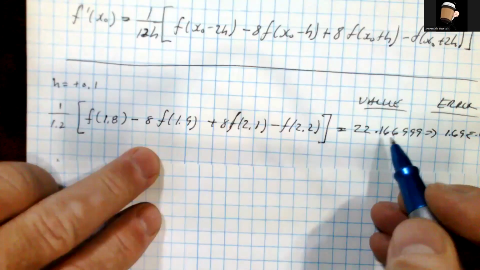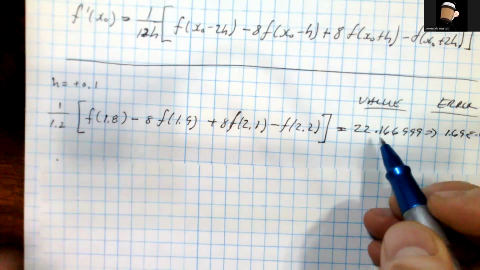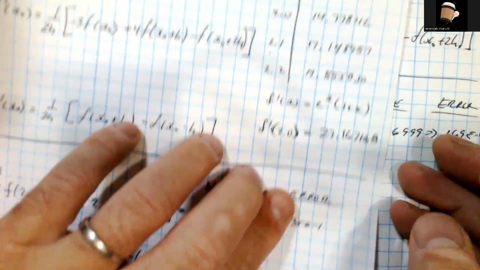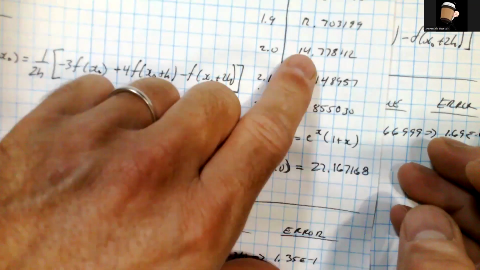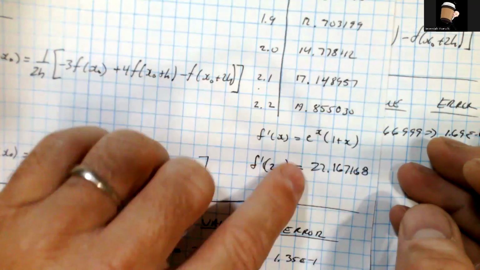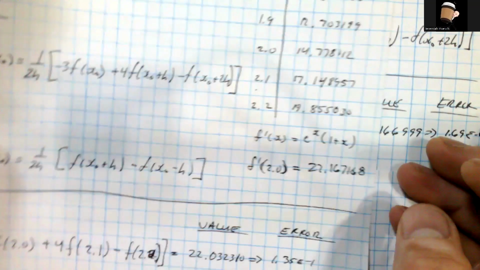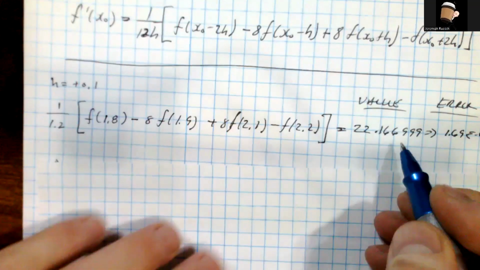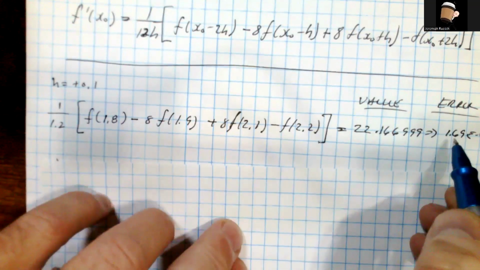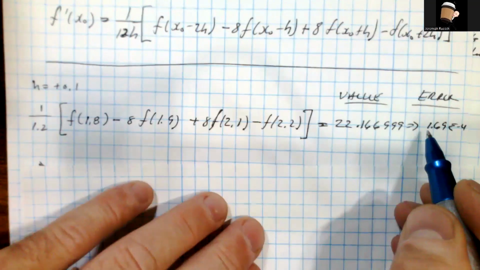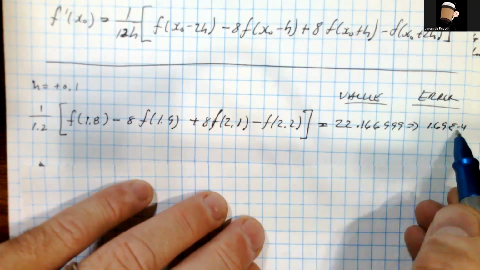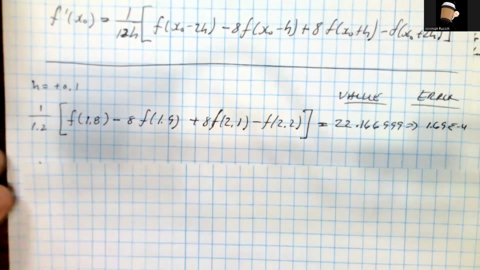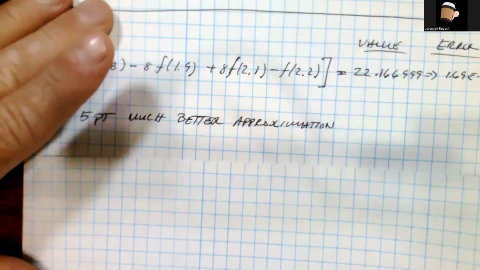Remember, this is the derivative, f prime, and not the value of f. To be clear, I'm not talking about the value of f, I'm talking about the value of f prime here. So it's really close. And in fact, it does show that the error here is 2 orders of magnitude better than the 3 points. So this is 1.69 times 10 to the minus 4th. So it's a significantly better approximation.